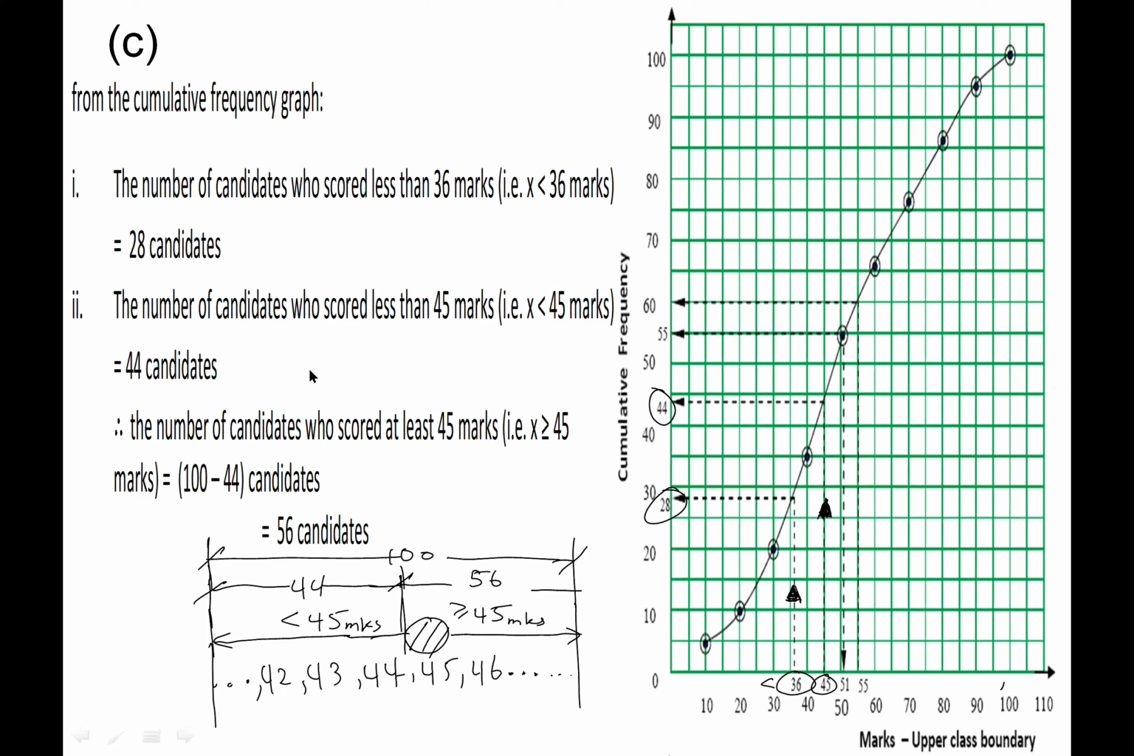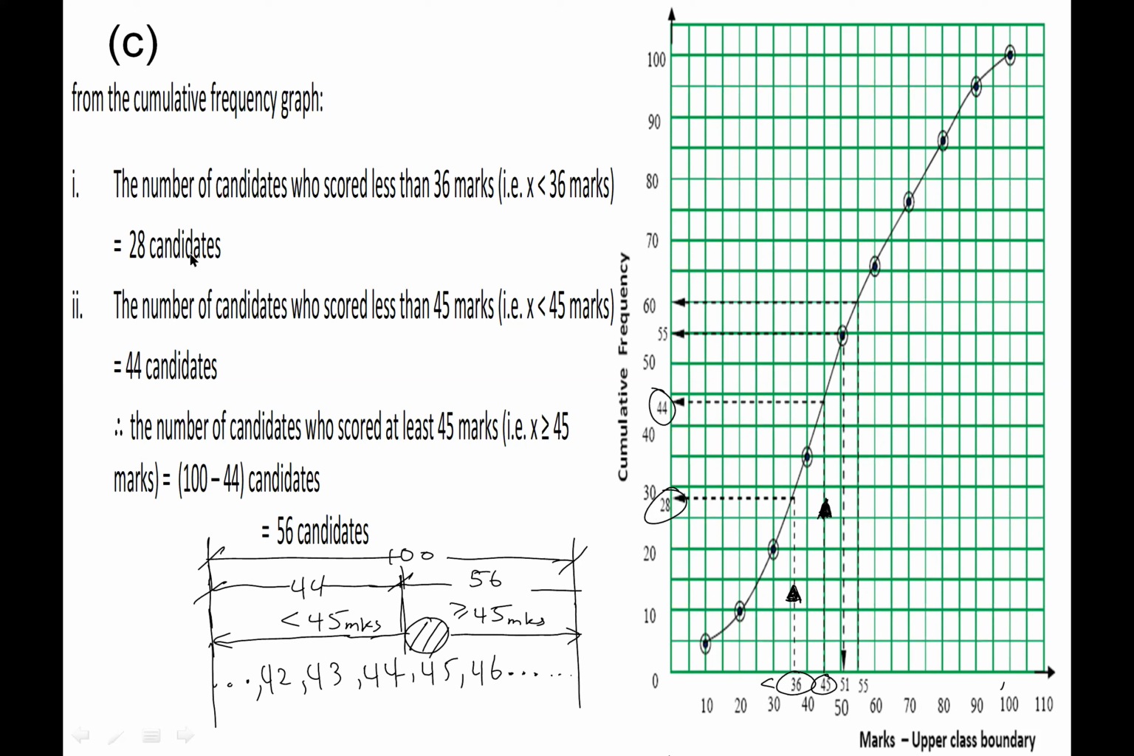Well, that's an easy one because remember, all these are less than values here. When we join, less than 36 marks would be this figure here. We get the figure on the scale. Less than 36 marks, we come up, where it hits the curve, you come across, and you get 28 candidates scoring less than 36 marks. So that would be this answer here.